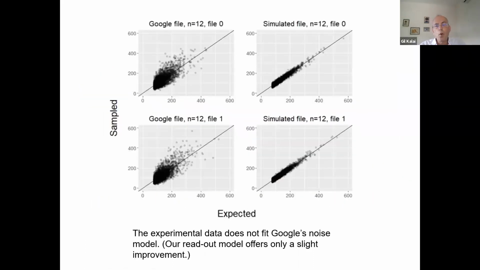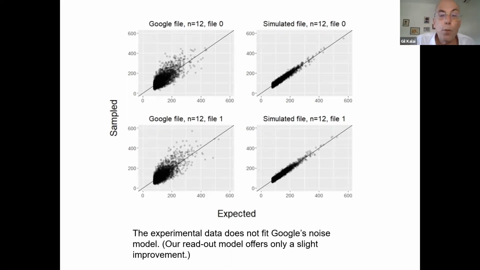Okay, so one interesting observation we made is that the experimental data does not fit. In our paper we only studied the very early experiments of 12 qubits, and what we see in this diagram is that the experimental data does not fit the noise model, and so far we don't have a good description of the noisy distribution.